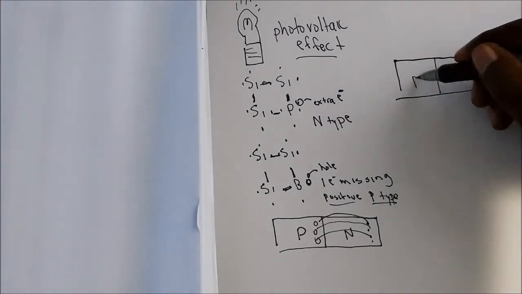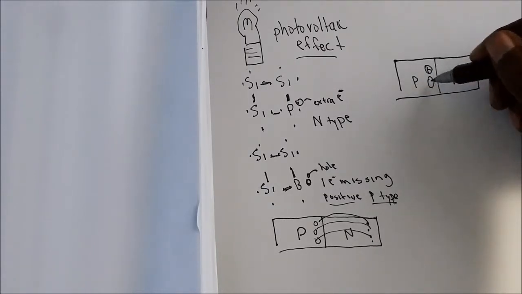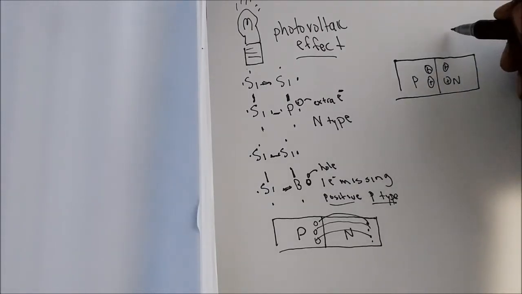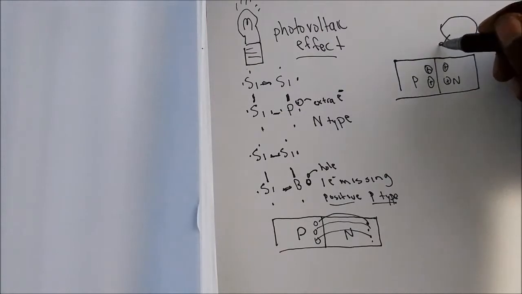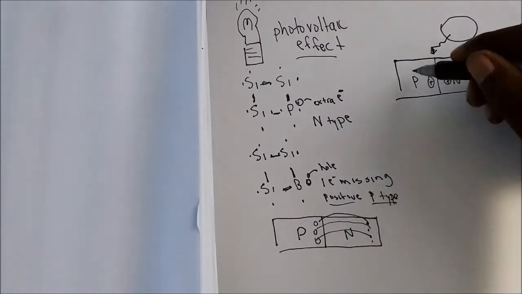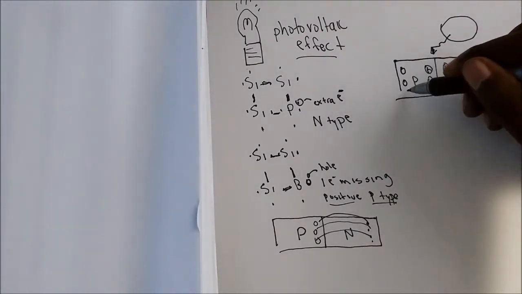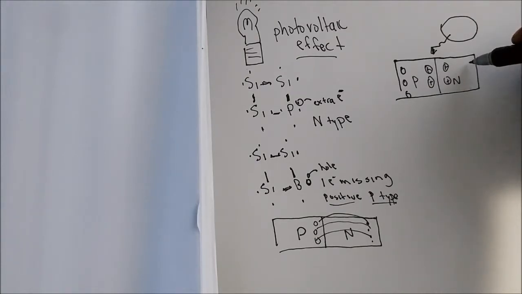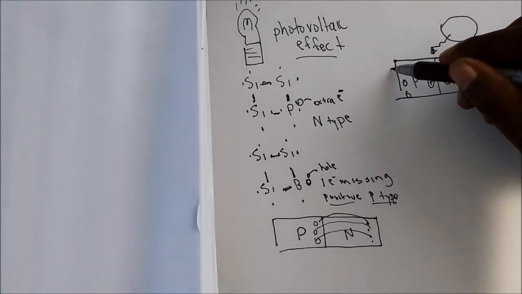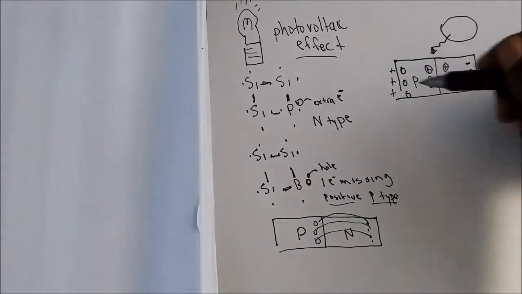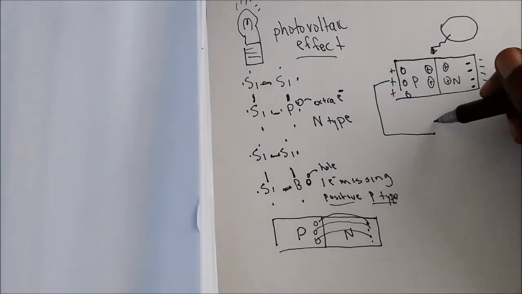Now, when light is in the presence of this p-n junction, the photons excite the electrons from the holes, and the holes go on one side, which is positively charged, and the electrons go on the other side, which is negatively charged. This negatively and positively charged sides creates a current. When you put an element in between, it'll create a current.